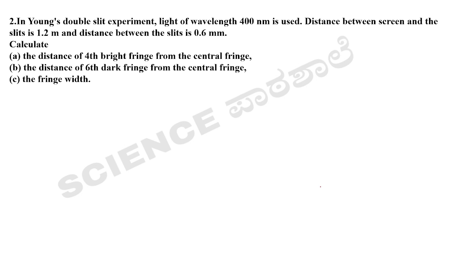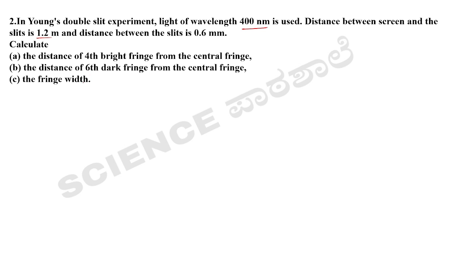Next problem is like this. In Young's double slit experiment, light of wavelength 400 nanometer is used. The distance between screen and the slit is 1.2 meter, and the distance between the slits is 0.6 millimeter. We have to calculate the distance of the fourth bright fringe from the central fringe, second, the distance of the sixth dark fringe from the central fringe, and the fringe width.